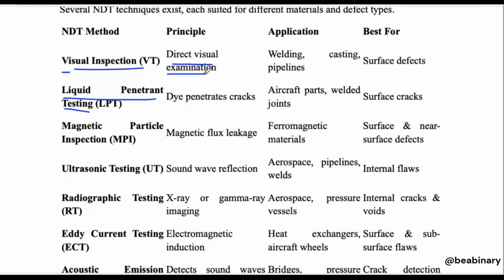Okay. What are the applications? Welding, pipelines, castings, these are the applications. And it is best for surface defects, because the surface is the outermost area where we can see directly, right? That's why it is visual inspection.